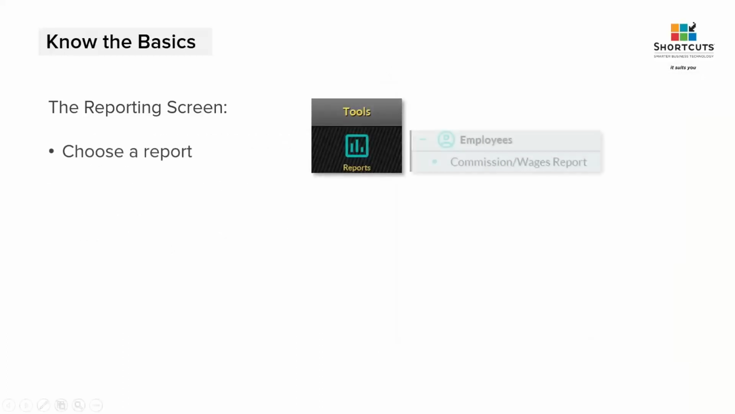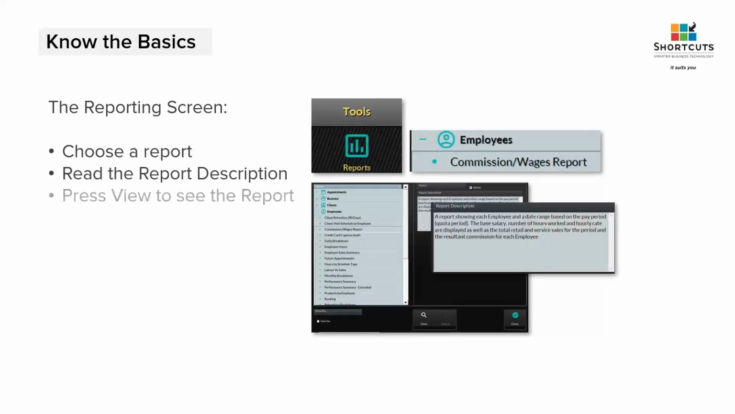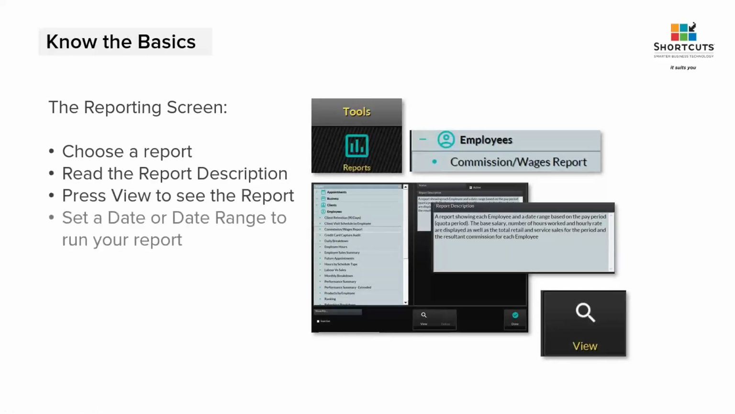So let's talk about some of the basics. When we are dealing with reports, we want to go to Tools, Reports, and we have a number of different categories that we go to. Today, for example, we're going to be focusing on the reports that have to do with staff productivity and payment. So those are usually the commission and wages reports.